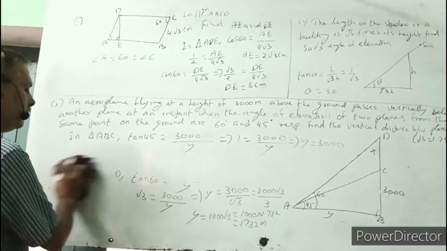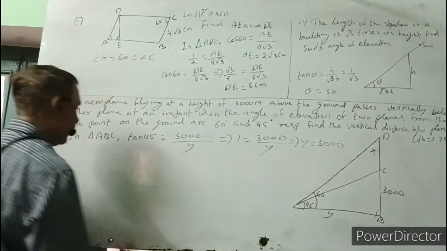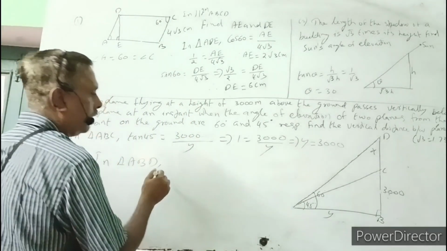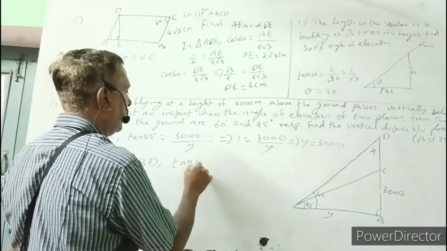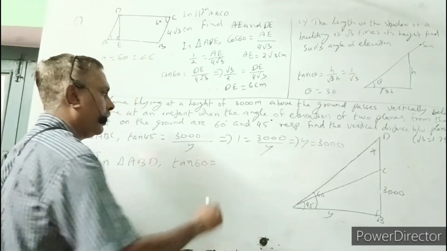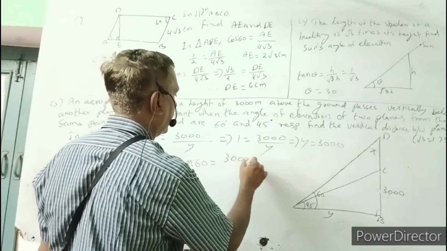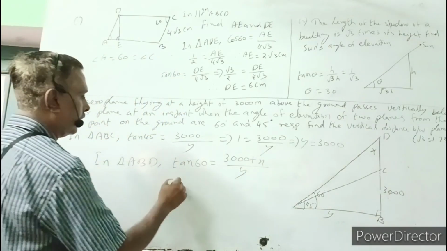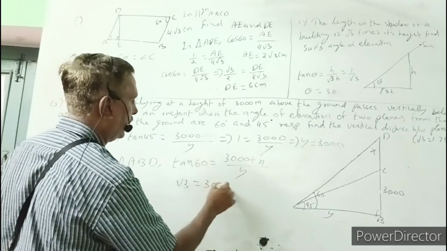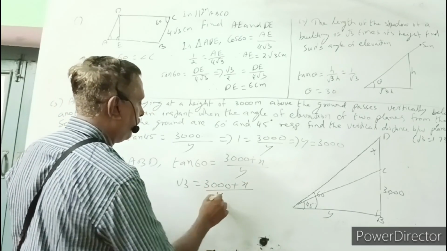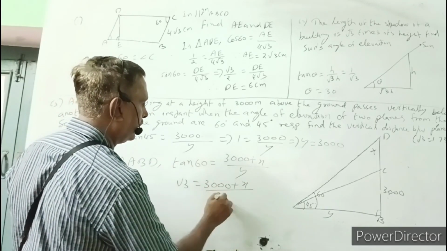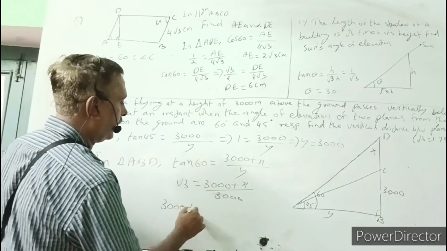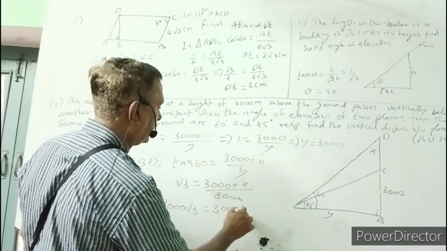Now in triangle ABD, writing once again, tan 60 becomes 3000 plus x divided by y. So root 3 is equal to 3000 plus x divided by y. Y is given as 3000. So this gives 3000 root 3 is equal to 3000 plus x.